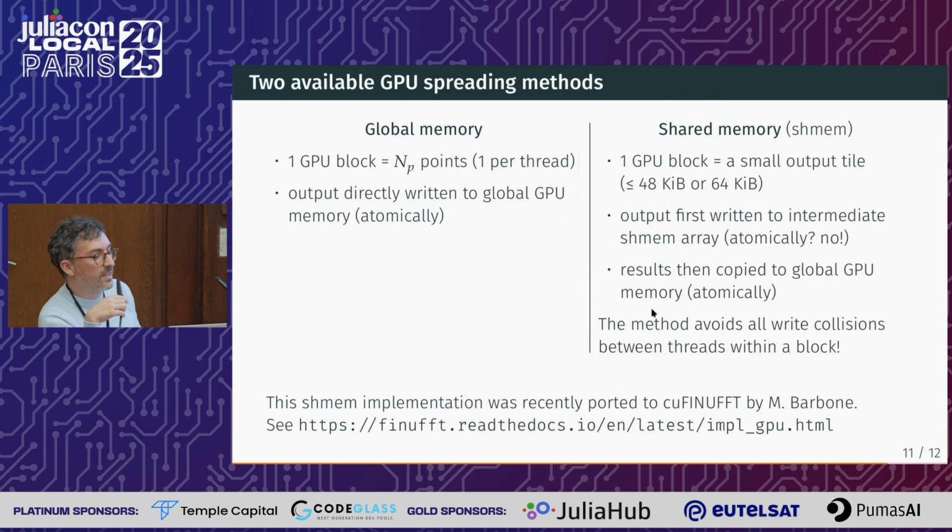These are more technical details, but as I said, there are 2 GPU methods for spreading. The spreading operation is the most complicated one; the FFT is already done. There's a naive method, where each GPU block corresponds to n points and you go through the points sequentially. The other method is that you store a small output block in shared memory, and you try to avoid copies to global memory; you defer them as late as possible. The difference with the original FINUFFT implementation is that we avoid all atomic operations on shared memory. This was recently ported to FINUFFT, and Marco Barbone wrote up the details on FINUFFT's website.